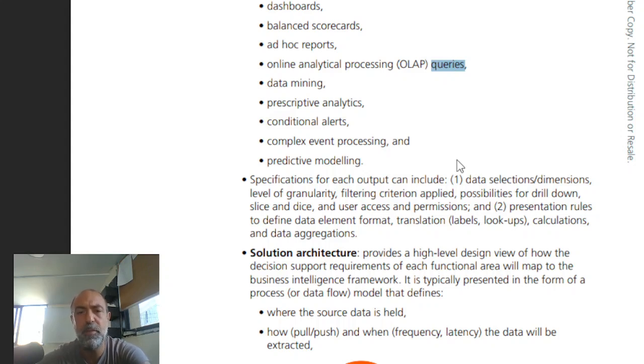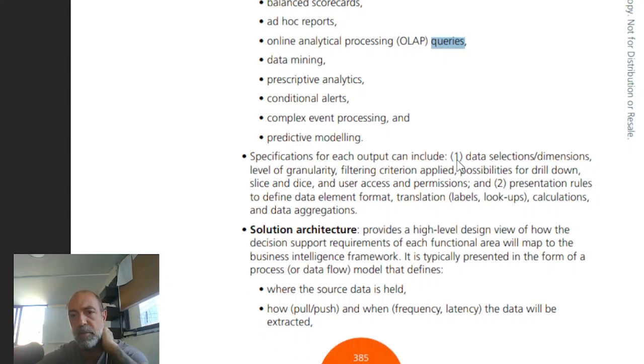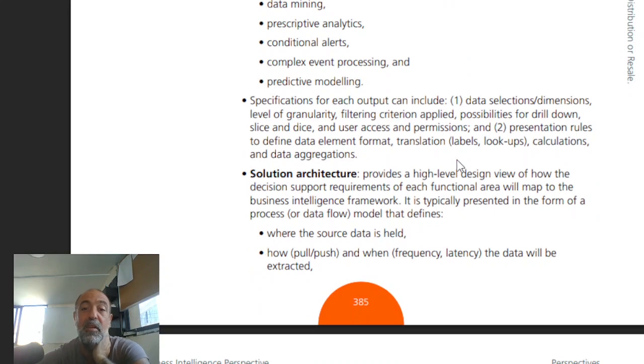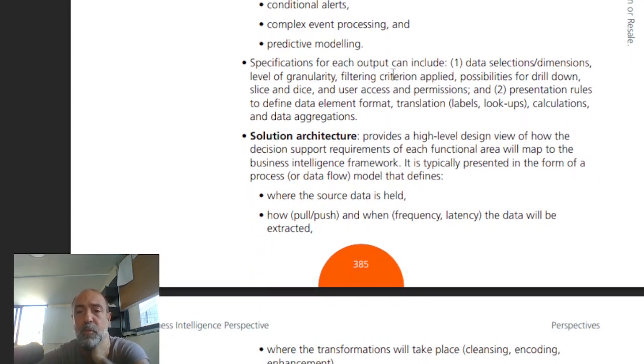Data mining, prescriptive analytics, conditional alerts, complex event processing, and predictive modeling. The specifications for each output can include data selections, dimensions, level of granularity, filtering criteria, and applied possibilities for drill down, slice and dice, and user access and permissions. Presentation rules define data element format, translation labels, lookups, calculations, and data aggregations.